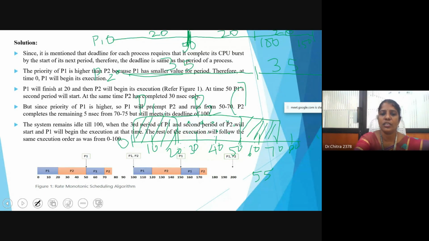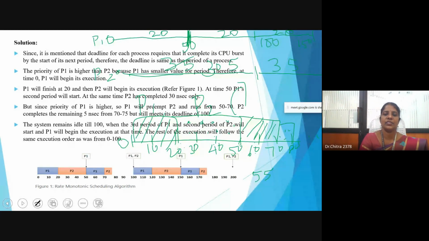After that, there is a slot for P2, because P2 requires 35 clock cycles. Already 30 clock cycles of execution are over, and 5 clock cycles remain before it reaches 100, because the period of P2 is 100. So before reaching this 100, it should execute 5 more clock cycles. It can be executed here. So P2 can be executed here.